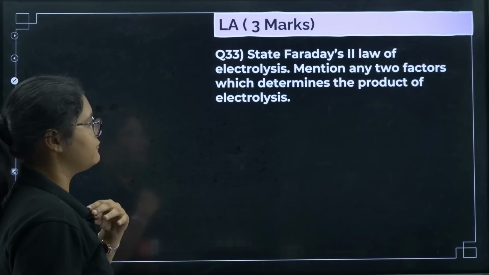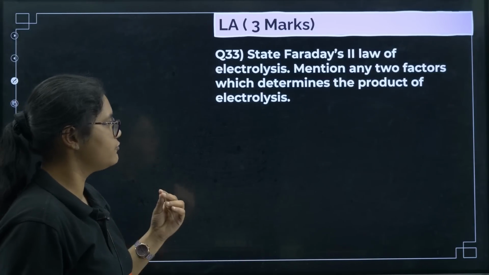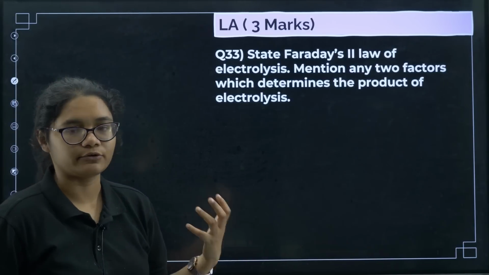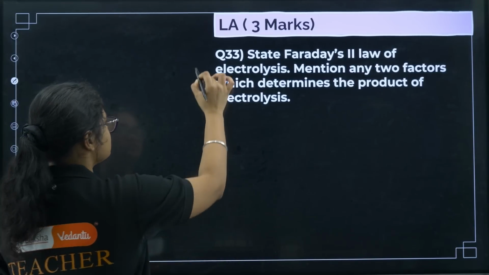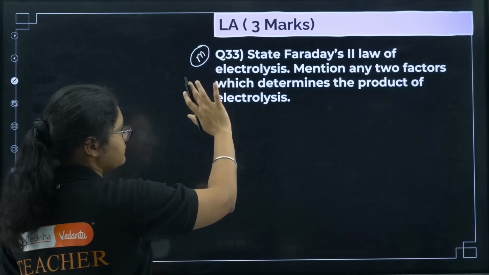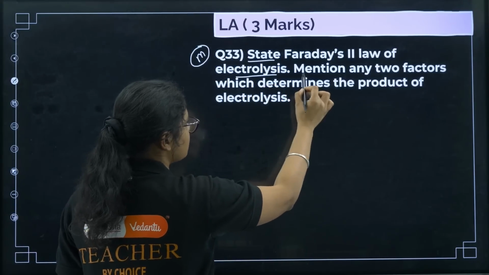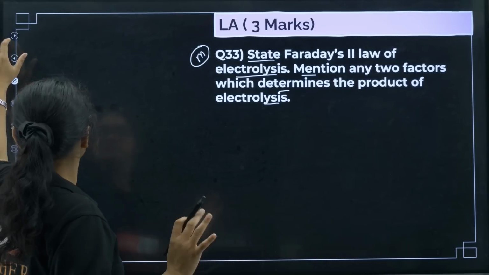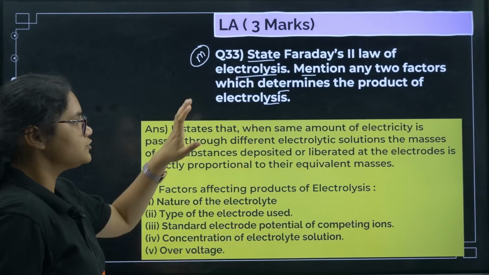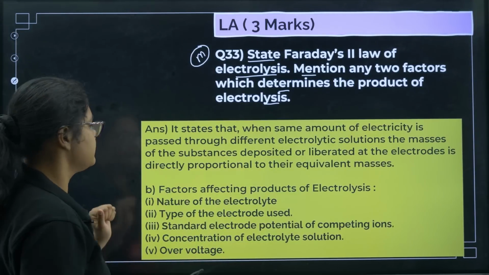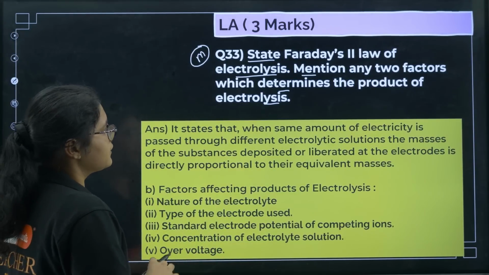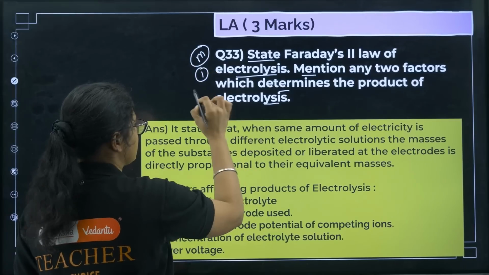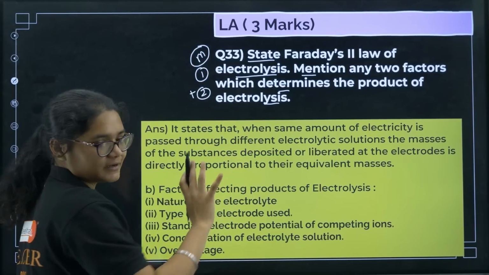Next, we'll go to: state Faraday's second law and mention any 2 factors on which the products of electrolysis depend. This one also will be considered a moderate question because you might be knowing this, but this part can create a little bit of confusion among the students. So please mark this important question. Faraday's second law, very direct question. Here 1 mark is for the statement and 2 marks are for writing the factors.